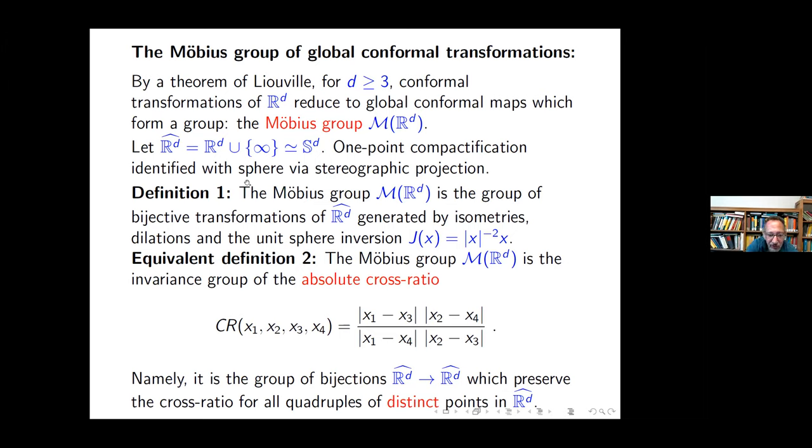Okay, so now what is the Möbius group? Well, you look at all bijective transformations of this sphere generated by isometries, dilations, and you need to throw in at least something which moves the point at infinity, for example, the unit sphere inversion defined like this.